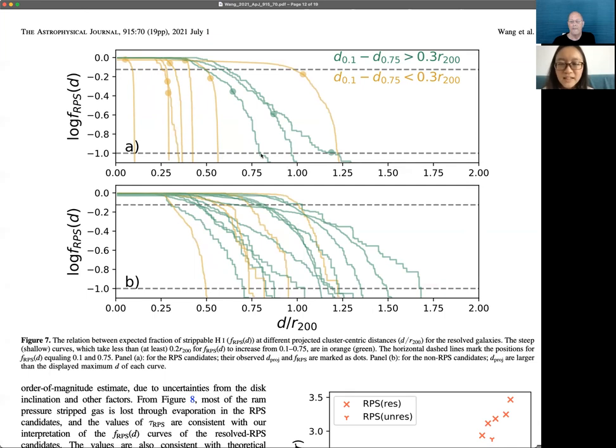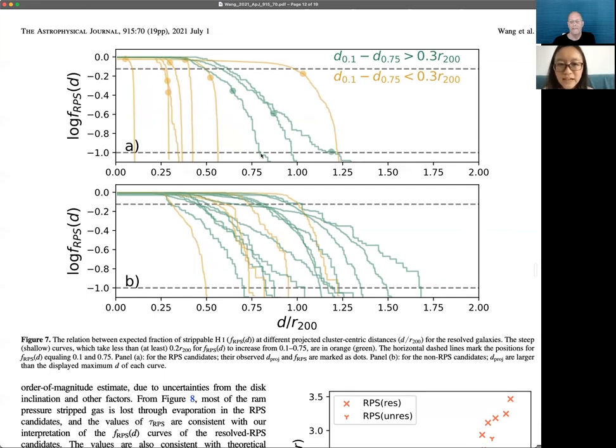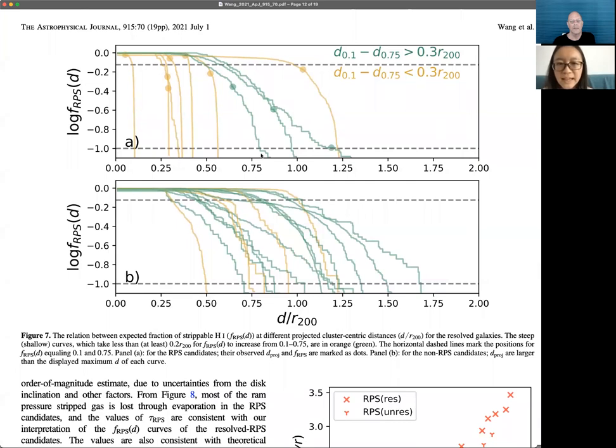If we quantify the majority of the galaxies, 8 out of the 10 here have such a distance lower than 0.1 R200. And that distance takes less than 200 million years for a galaxy to travel through if it has the velocity dispersion of the cluster. By doing so, we show that for the majority of the galaxies, the time scale to strip the currently strippable H1 is relatively short. It should be less than 200 million years.